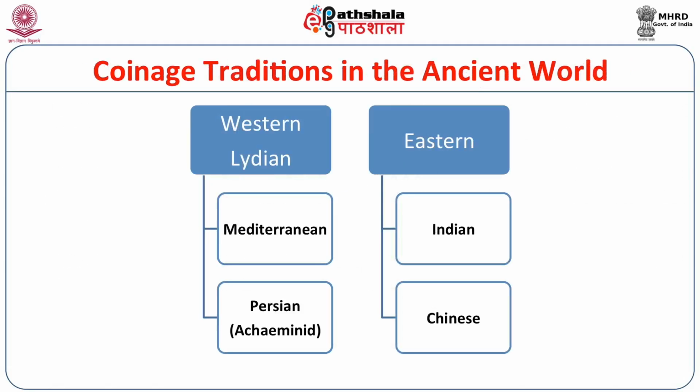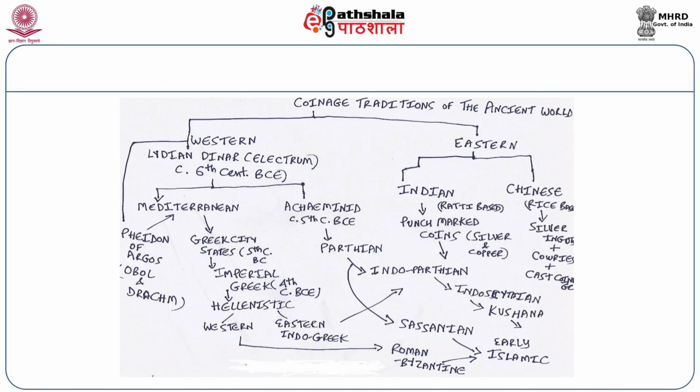We are now going to first look at the Western tradition, which began in the area of the Mediterranean world and then spread across the world, even going to the Persian world. So the coinage traditions of the ancient world began with the Lydian dinar, dated to about the 6th century BC. From there, it spread to the Mediterranean world, then to the city-states of Greece, and finally to Imperial Greece in about the 4th century BC. It also spread to the Persian-speaking world under the Achaemenids in about the 5th century BC, and from there to the Parthian period, and from the Parthian period it came to India.